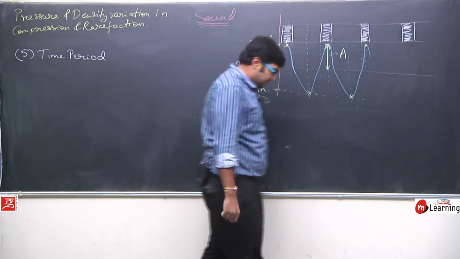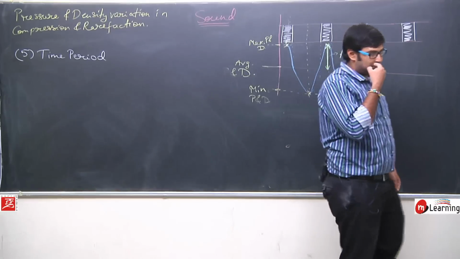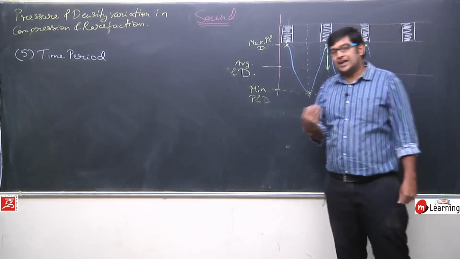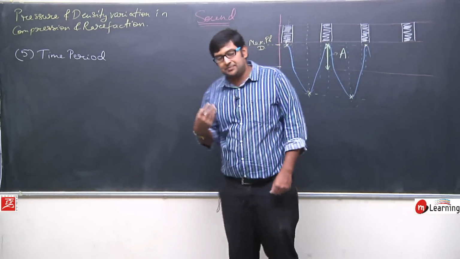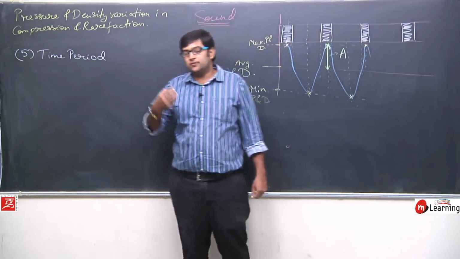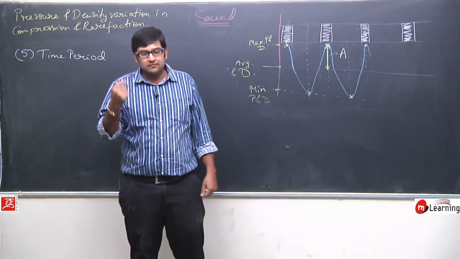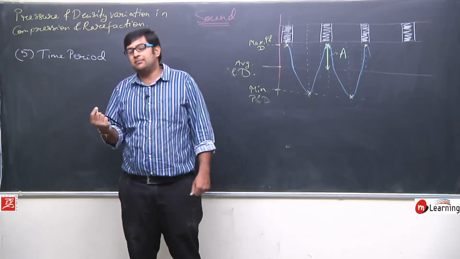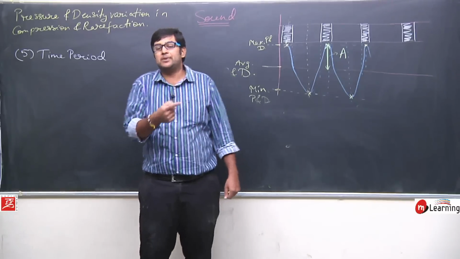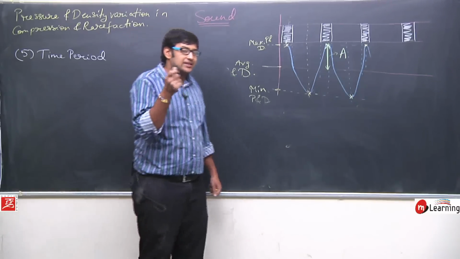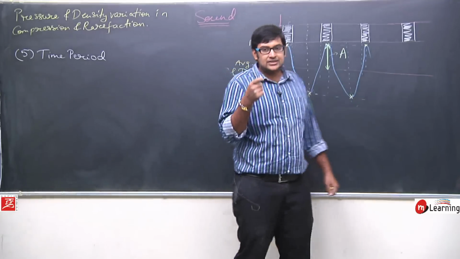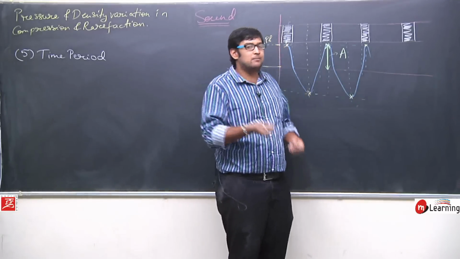As we say that the frequency is the number of cycles completed in every 1 second. So the frequency represents, in 1 second, that is with respect to time, how many cycles are getting completed. And the time period is something which represents the time since the cycle is getting completed.